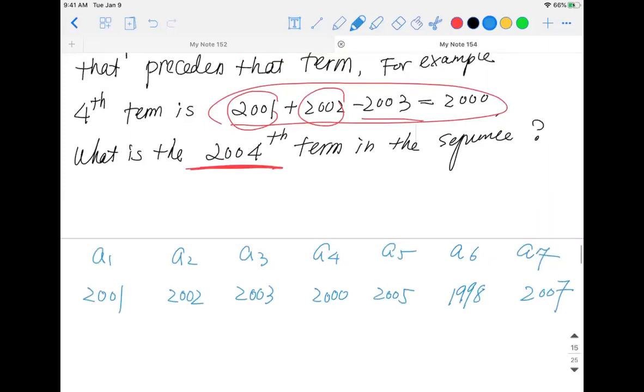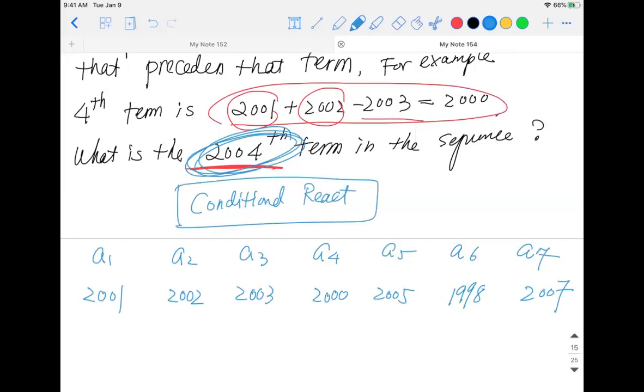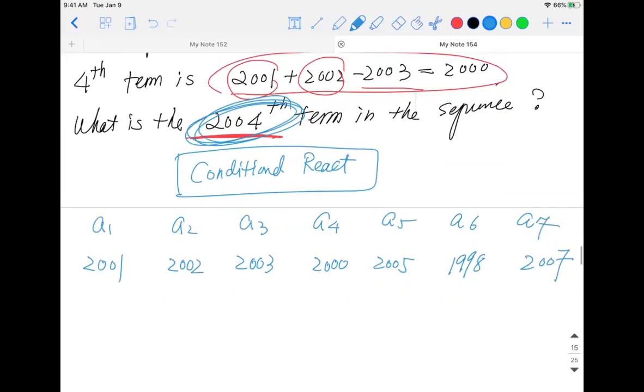Before you jump to find a pattern, always think about this. The question asks you to determine the 2004th term. You need to have a kind of conditional reaction. As long as you're talking about sequence-related problems, you need to be very familiar with even numbers and odd numbers. Be very sensitive to this, because sometimes even and odd give you an idea of the big direction to solve the problem. So as the question asks for 2004, this is actually an even number, right?